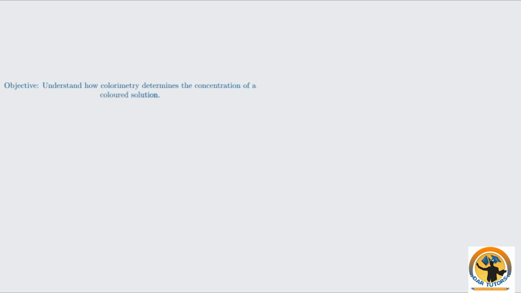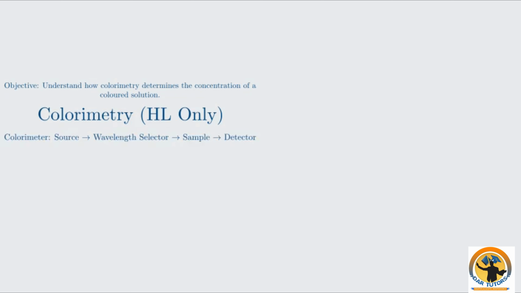Understanding color and absorption leads us to a powerful analytical technique called colorimetry. Our objective is to understand how colorimetry can be used to determine the concentration of a colored solution. Colorimetry is a method that uses the absorption of light by a solution to measure the concentration of a colored substance. The process uses an instrument called a colorimeter or spectrophotometer.